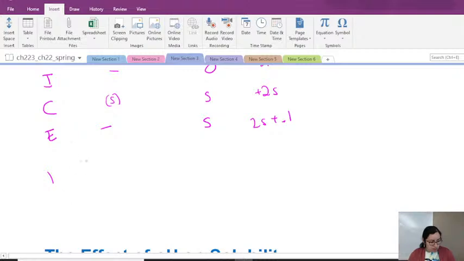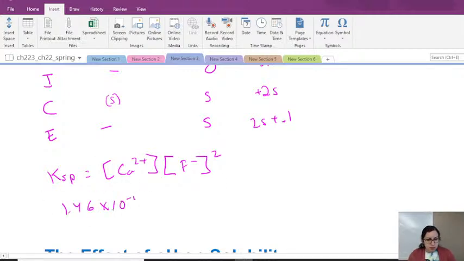Now we can set up our Ksp expression. That's equal to the calcium times our molarity of fluoride squared. Now we can plug it in: 1.46 times 10 to the negative 10 is equal to S times 0.1 plus 2S, squared.